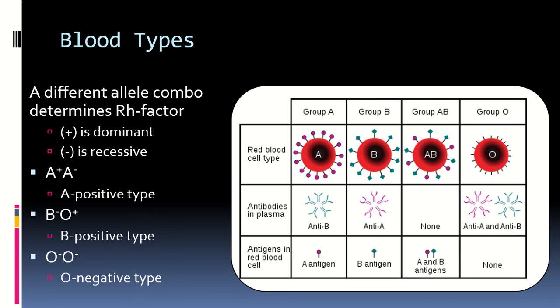Another example is, say, someone inherits a B allele and a negative Rh allele from one parent, and inherits an O allele and a positive Rh factor allele from the other parent. Well, B is a dominant allele, O is recessive, so that will cause that person to have blood type B. But positive is the dominant trait for the Rh factor. Therefore, that overall blood type will be B positive.